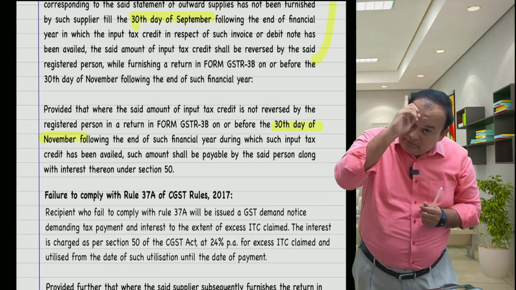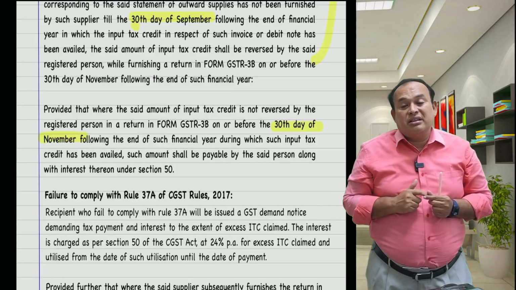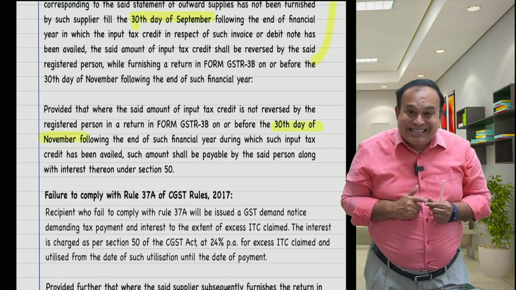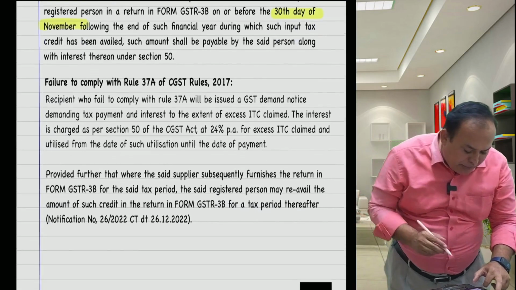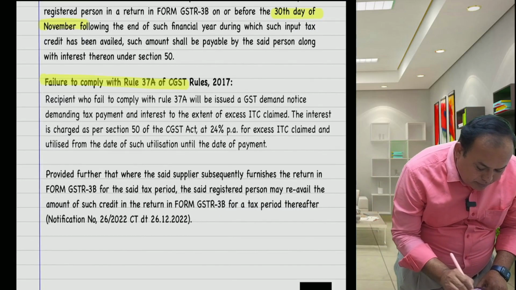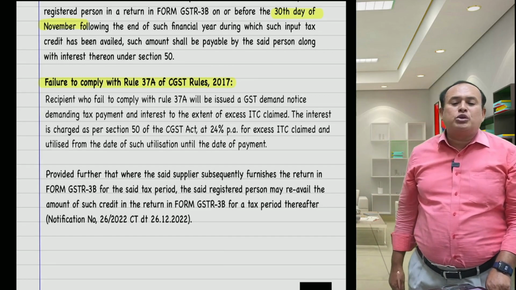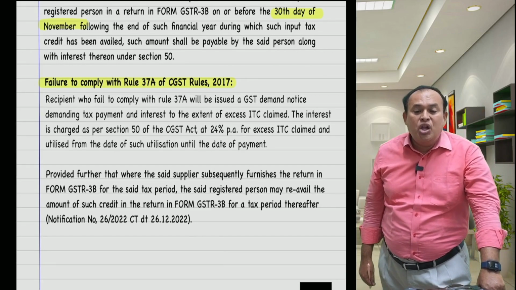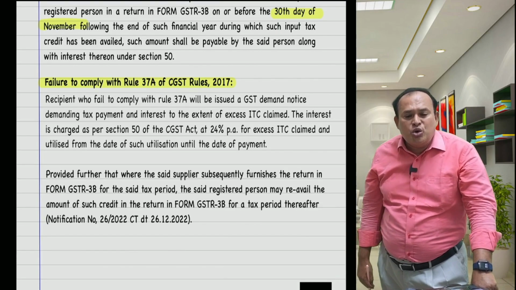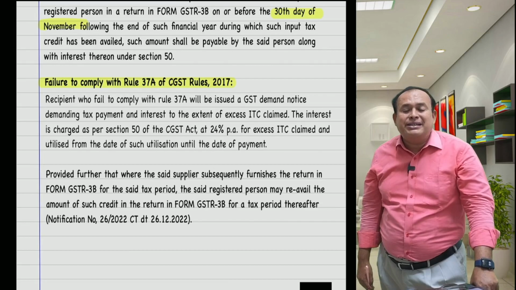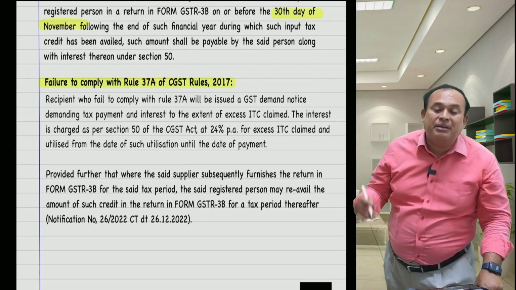Then, from that date, 21st of February, till the date of making the payment, I have to pay interest at the rate of 24% per annum. This is what the law says. Failure to comply with Rule 37A by the recipient: a recipient who fails to comply with Rule 37A will be issued a GST demand notice demanding the tax payment and interest to the extent of excess input tax credit claimed.